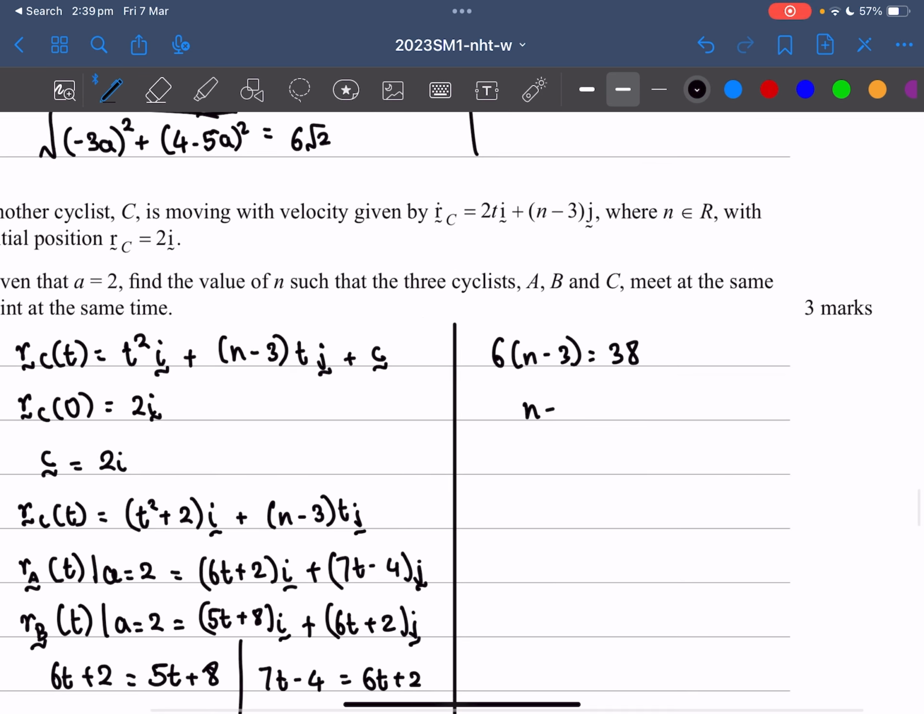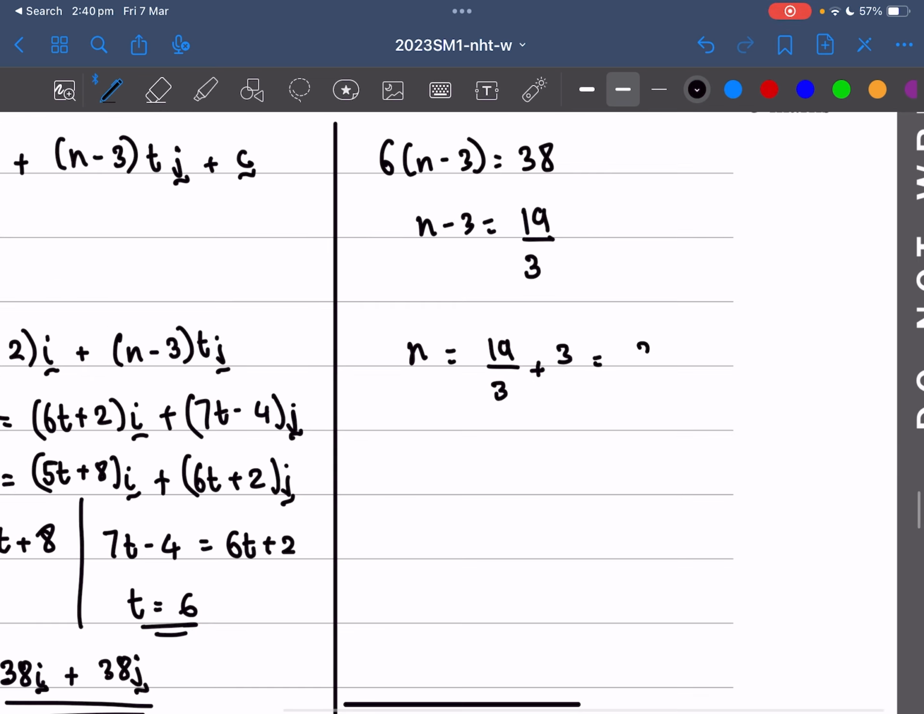So we will have n minus 3 is equal to 38 on 6, which would be 19 on 3. Okay, so we can write this as 19 on 3. And n is equal to that plus 3. So that is equal to 28 on 3. Okay, so that's the logic.